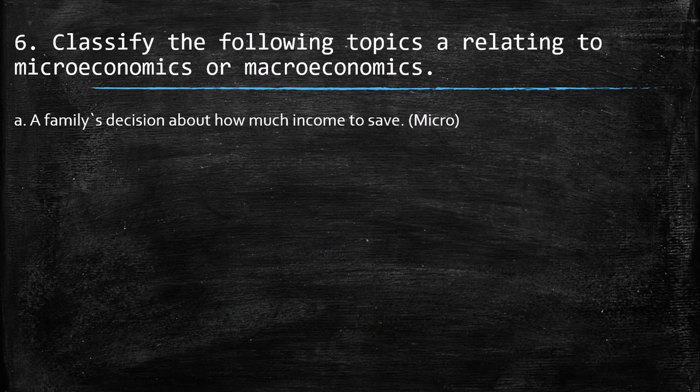Okay, next, the sixth point: classify the following topics as relating to microeconomics or macroeconomics. The first, the family's decision about how much income to save. Each time we talk about a family decision, we are talking about micro. A household is part of the interest of the micro field, how they interact with society, and one way to interact with society is the income that they decide to save.